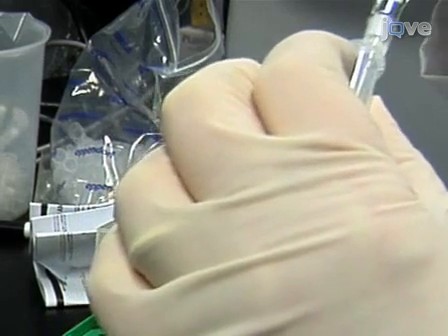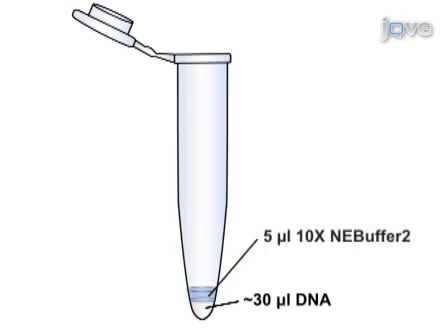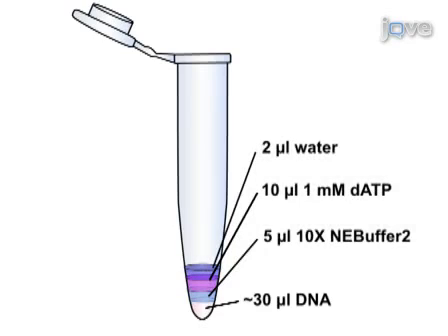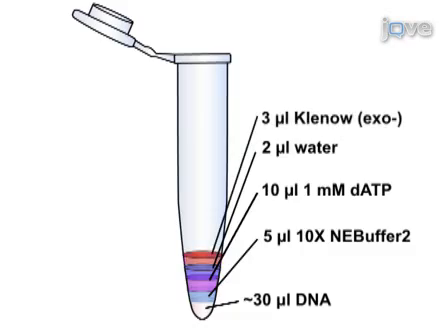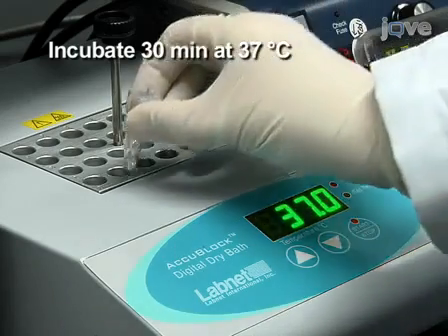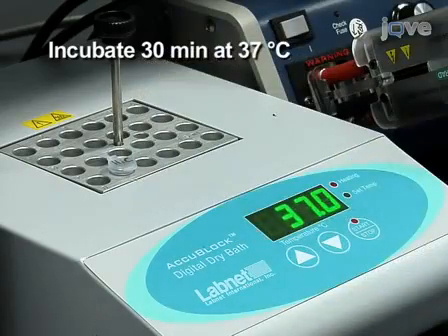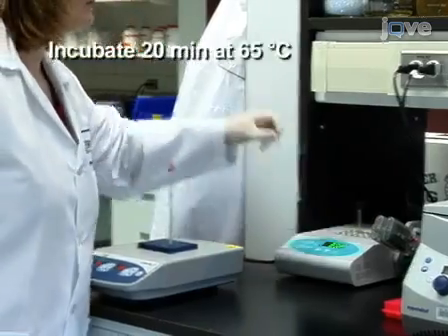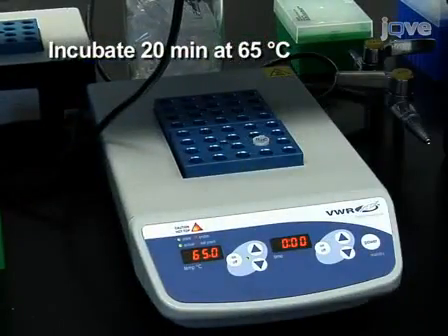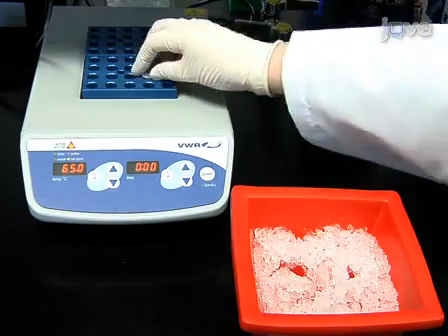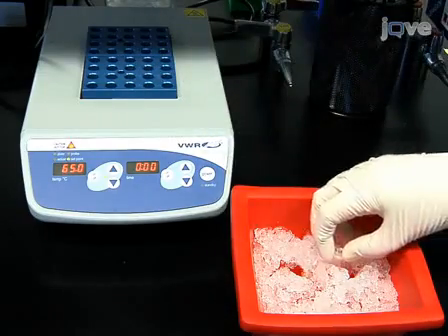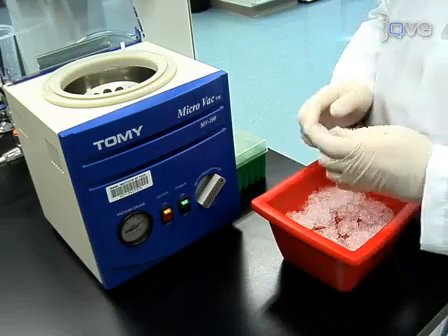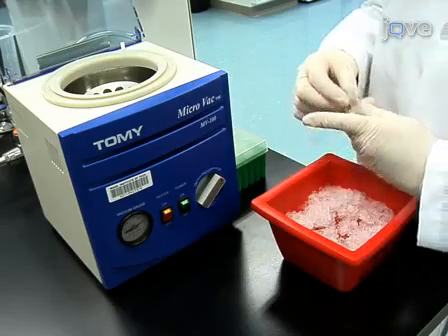Then, attach dATP to the 3' ends of the end-repaired DNA by adding 10x NEB buffer 2, dATP, water, and exonuclease deficient Klenow fragment. Incubate the reaction for 30 minutes at 37 degrees Celsius. To inactivate the Klenow fragment, incubate the reactions for 20 minutes at 65 degrees Celsius and subsequently cool the reactions on ice. Using a speed vac, reduce the reaction volumes to 20 microliters.